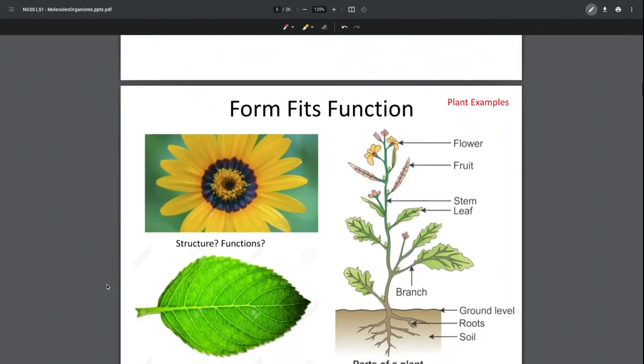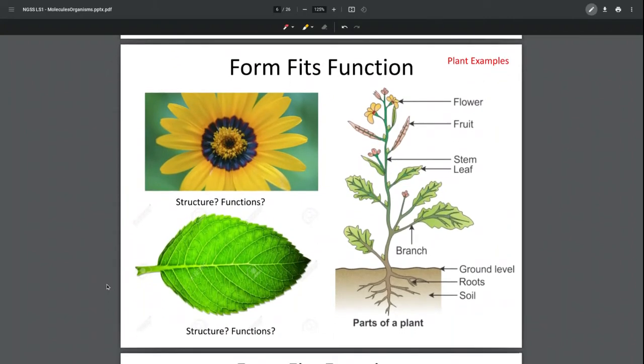Once you've done that, now we're going to talk about some actual living things. Let's look at this leaf first. If you look at the leaf, it has certain structures that allow it to perform certain functions. This particular leaf is very large, it has a lot of surface area. We also see that it is green, and both of those things contribute to its ability to do photosynthesis. It needs all that surface area to absorb the light to do photosynthesis.